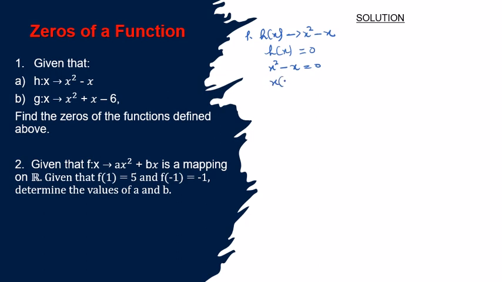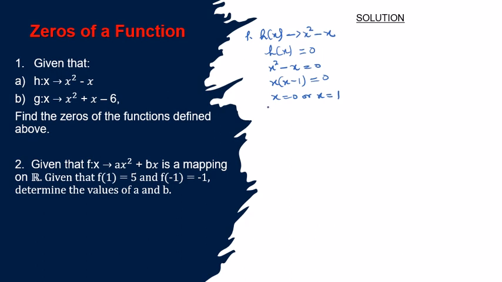And that gives us x into x minus 1 equals to what? 0. And that gives us x equals 0 or x equals to what? 1. So 0 and 1 are the zeros of this what? Function. Do you understand? Good. They are the zeros of this function.